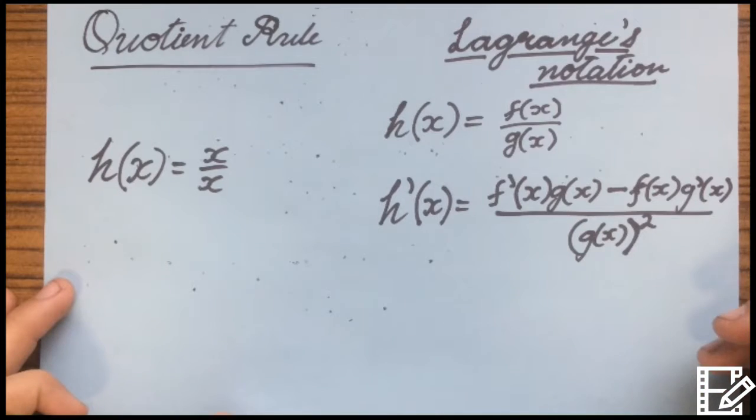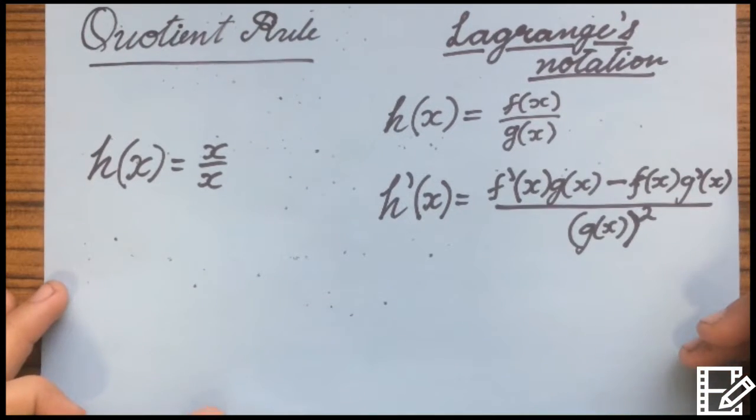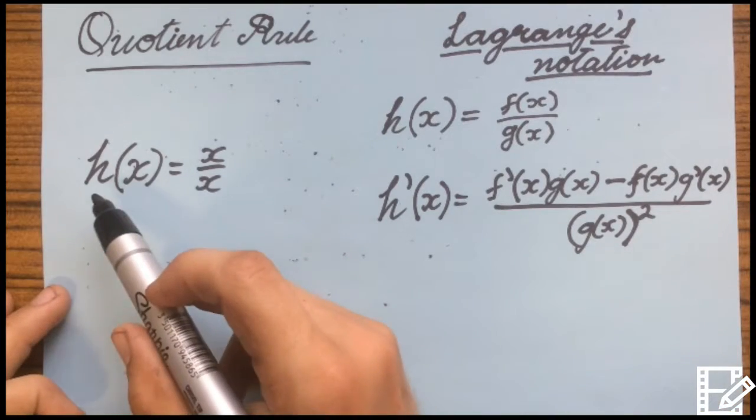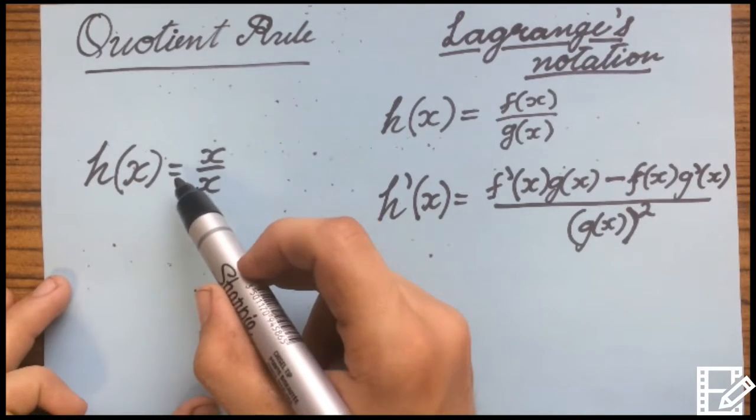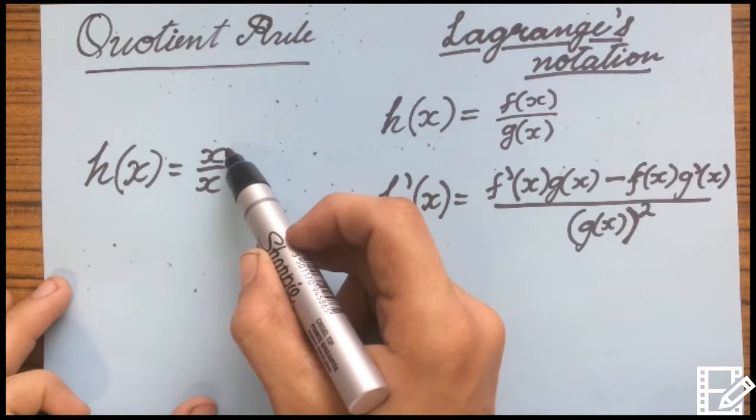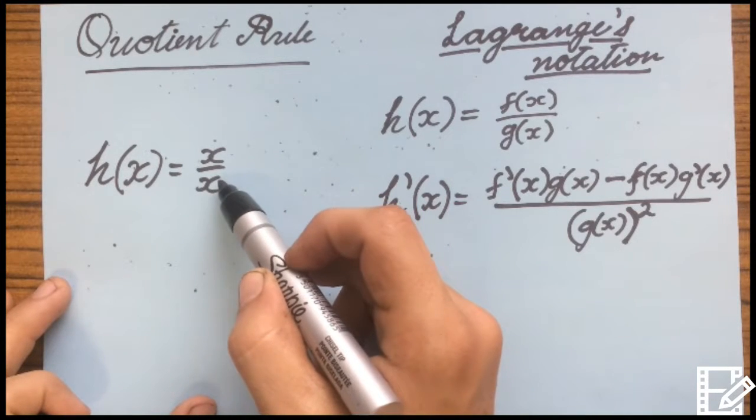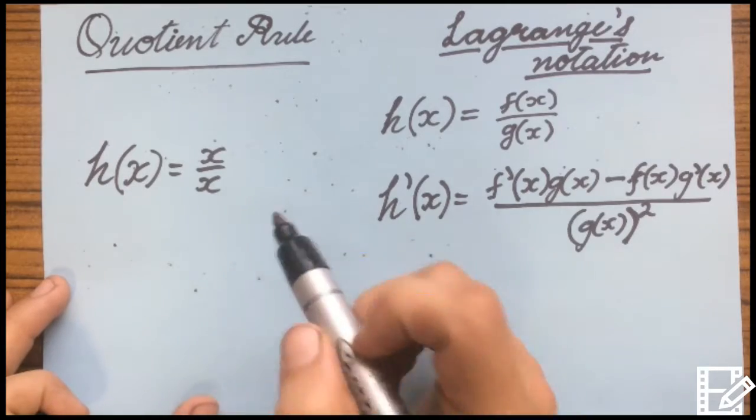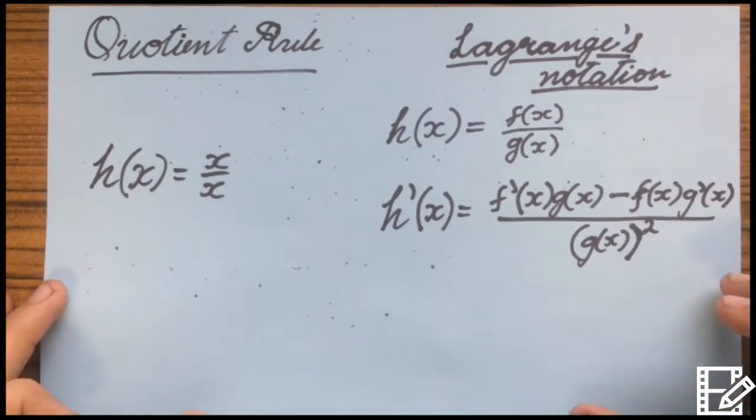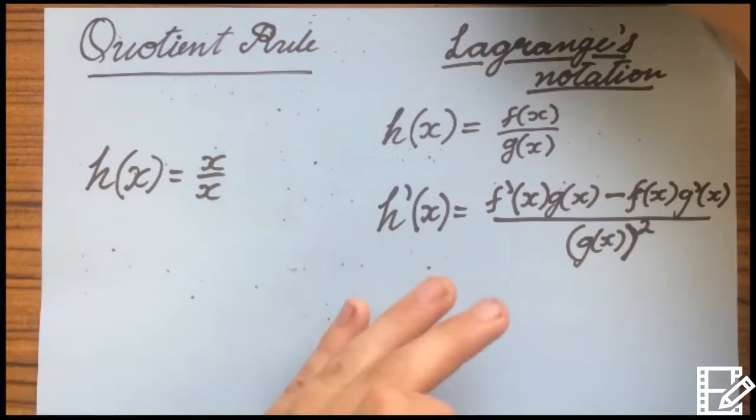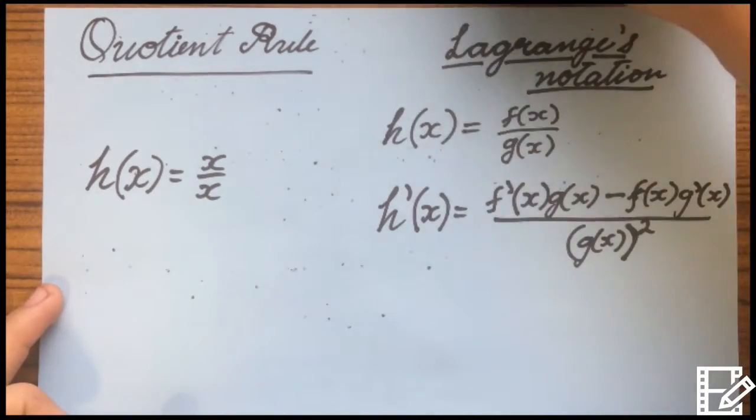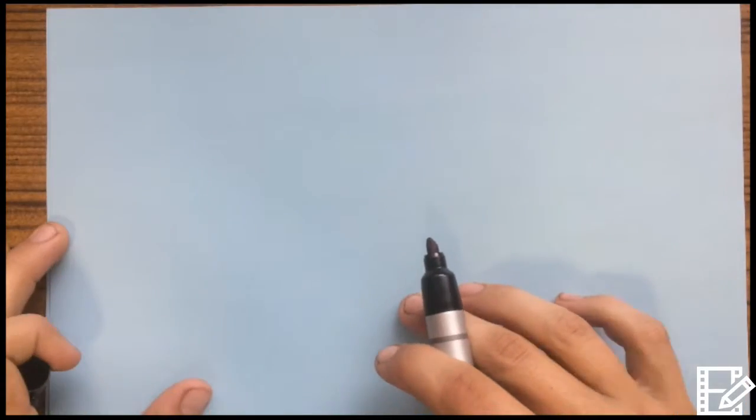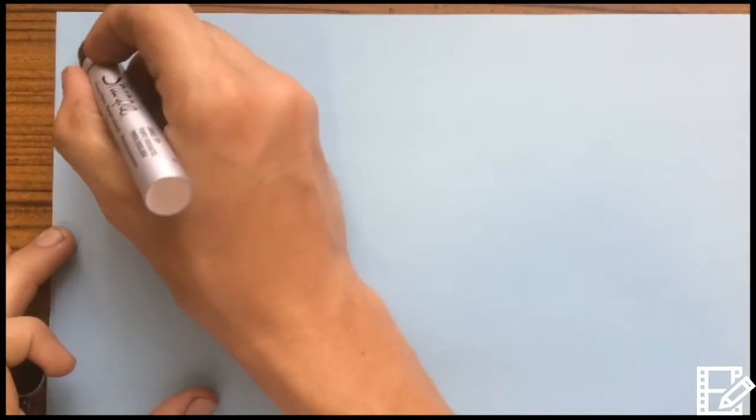Now, a very simple example of how to apply the quotient rule would be over here, where you have a function which is x, over another function, which is another x. This is very simple. You can do other ways much quicker, but we will not focus on that. That's just a way of making a connection. I will do an example to help solidify this. So, let's start.